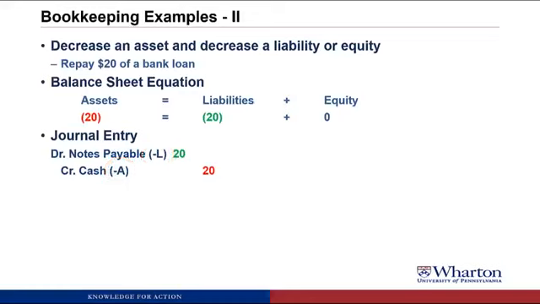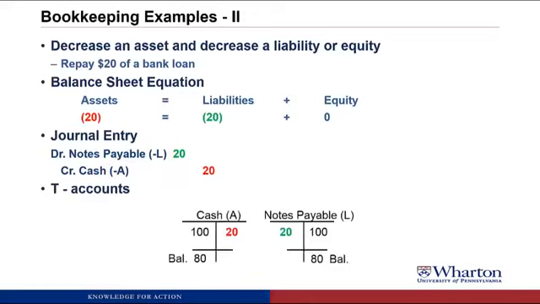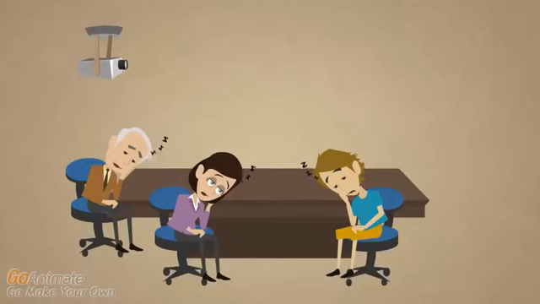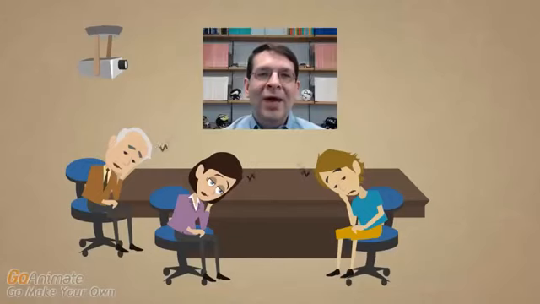For T accounts, we would have a credit entry in the cash T account, a debit entry in the notes payable T account. If we drew a line for the balance in each, our balance in cash is 80 on the debit side, balance in notes payable is 80 on the credit side. Our balance sheet equation would balance where we have 80 of cash, 80 of notes payable, and no stockholders' equity. Okay, I know we're not off to a rousing start, but just 2 more examples and then we'll do some journal entry practice.